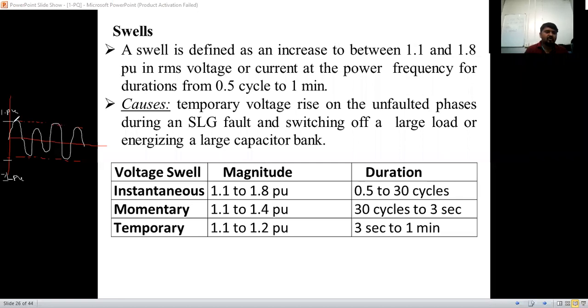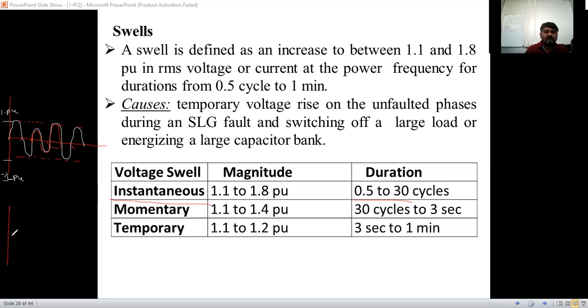We have to maintain 1 per unit. For one cycle, half cycle, it is okay. Another half cycle, it is okay. For the next cycle, suddenly the voltage drops; it is not 1 per unit. Again, for the next cycle, the voltage will be normal. So this is called instantaneous. From 0.5 to 30 cycles, if anywhere a voltage drop occurs, that is called instantaneous voltage sag.